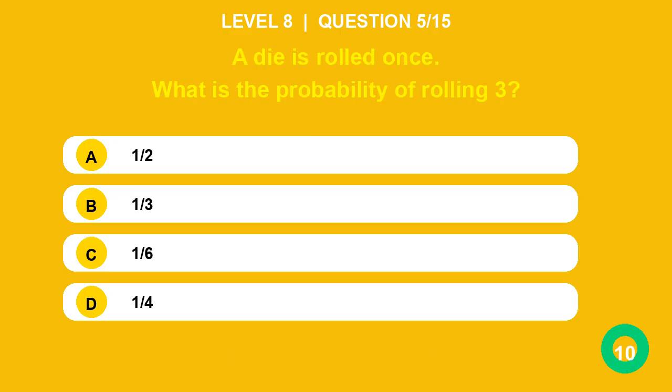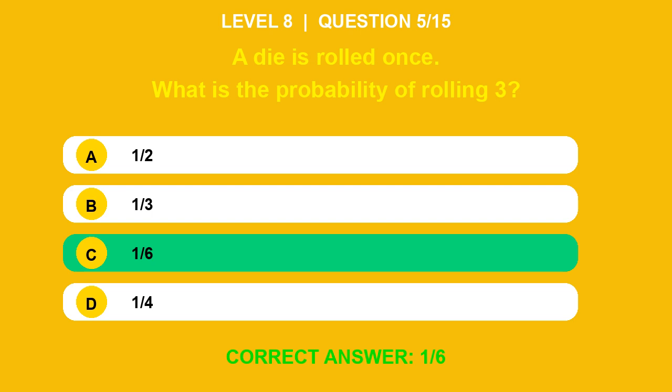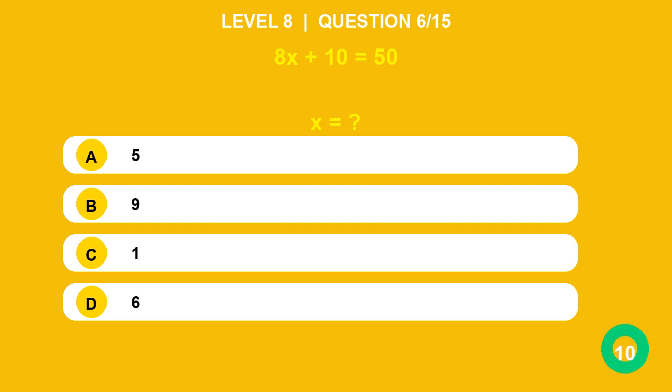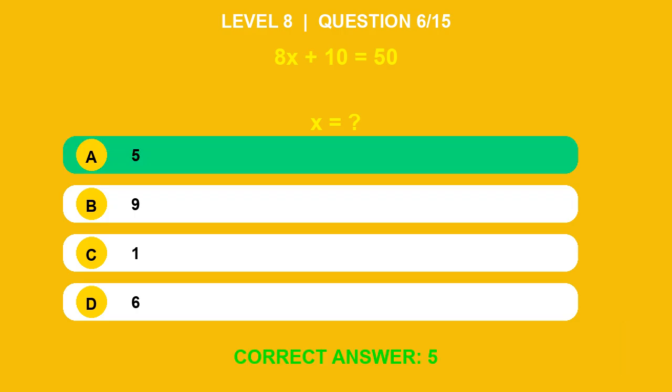A die is rolled once. What is the probability of rolling 3? Answer is 1/6. 8x plus 10 equals 50. X equals? Answer is 5.